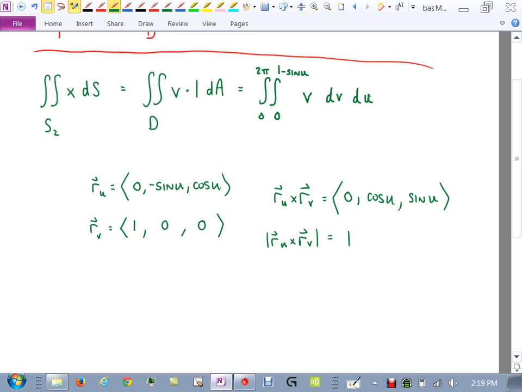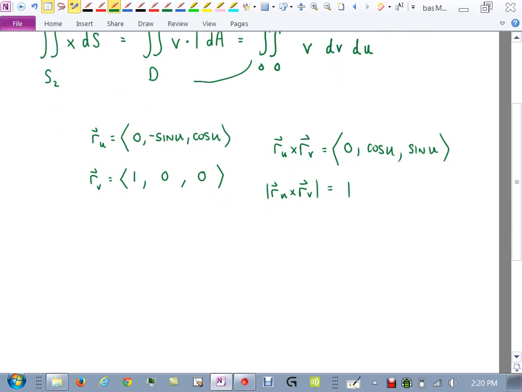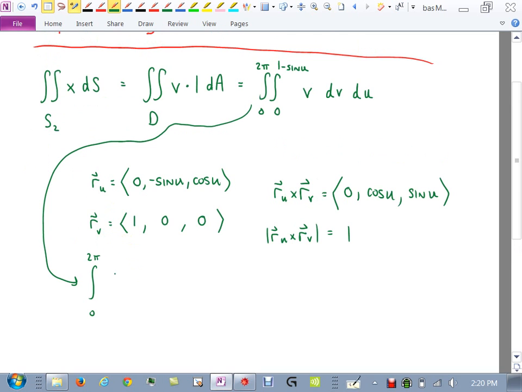So let's go ahead and do that. That's a pretty simple antiderivative, right? For v, 1/2 v squared. Plug in 1 minus sine u. Integral 0 to 2 pi. That turned into 1/2 times 1 minus sine u squared, and I'm integrating that with respect to u. Is everyone comfortable with what I just did? Antiderivative of v is 1/2 v squared. Plug in this, you get that. Plug in 0, you get nothing.